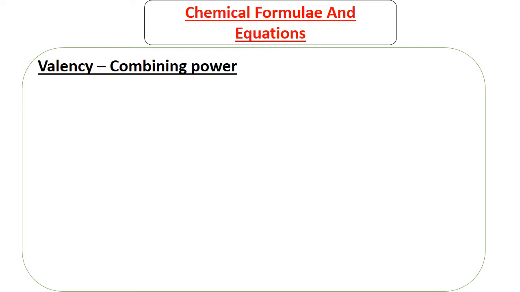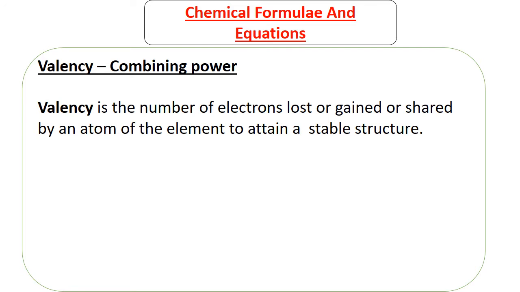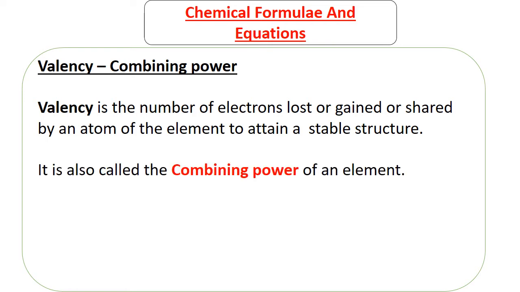So what is valency? Valency is defined as the number of electrons lost, gained or shared by an atom of the element to attain a stable structure. We talked about valence shells, which are the outermost shells, and valence electrons, which are the electrons in the outermost shells. Valency on its own is the number of electrons lost, gained or shared by an atom so that it is stable. In short, it is said to be the combining power of an element.